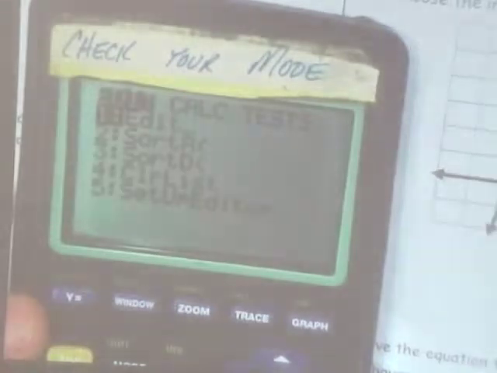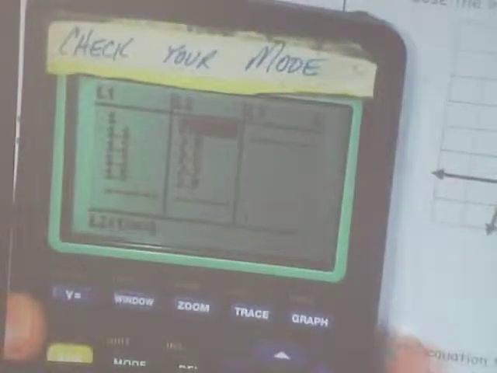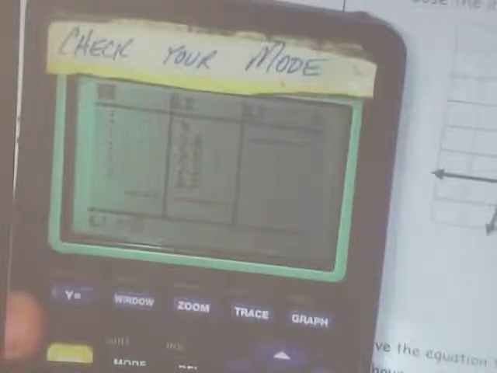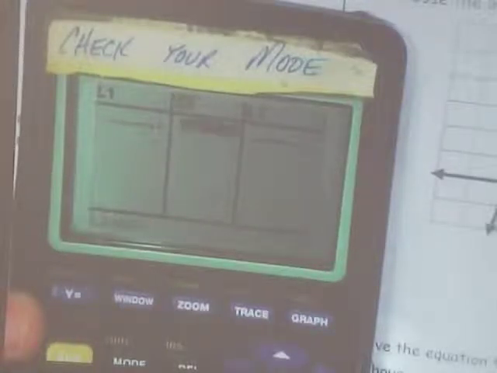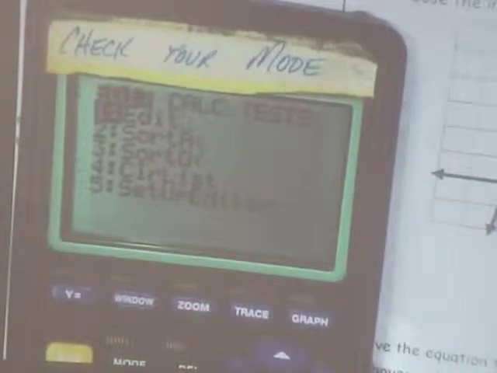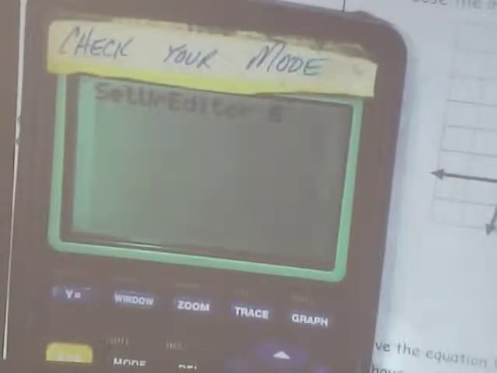All right, let's do number 2. If you want to clear out one of your lists, arrow up to where it says L1, hit clear and enter, and it'll clear out the whole list. Also, during the exam, if you find out you're missing list 1 or list 2, go to Stat, number 5 is Setup Editor.